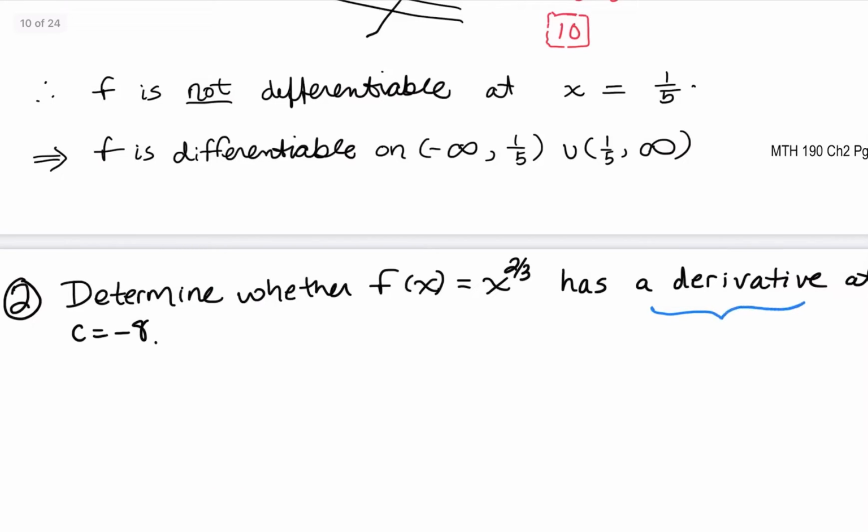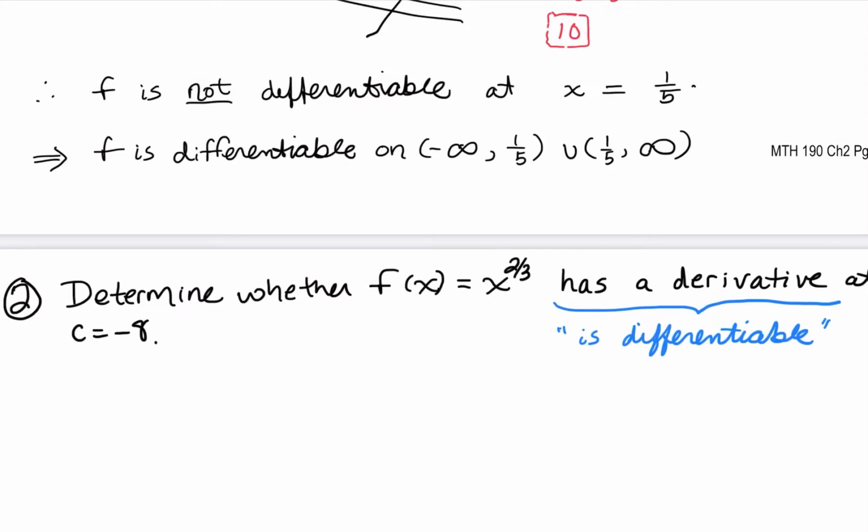When you say has a derivative, this is the same thing as saying, is it differentiable? So just so you're aware of that, those two are the same thing.